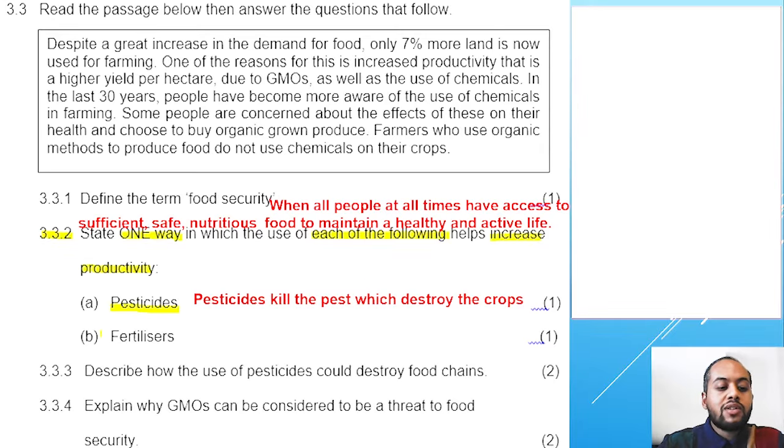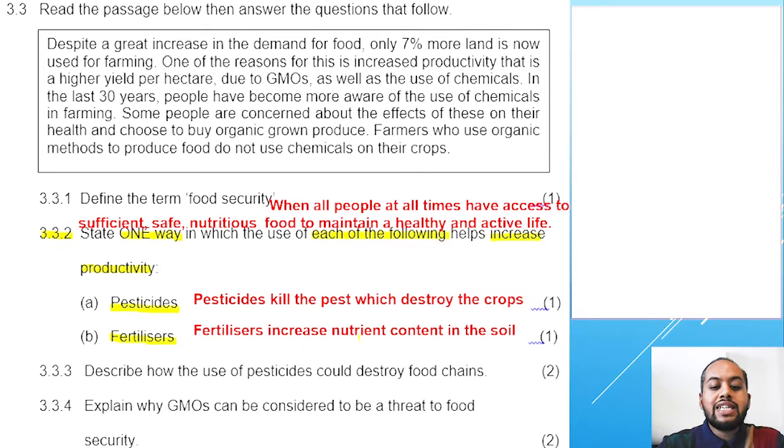The second one, we are looking at fertilizers. What are fertilizers there for? They're going to be enriching the crops with nutrients. So fertilizers increase the nutrient content in the soil.